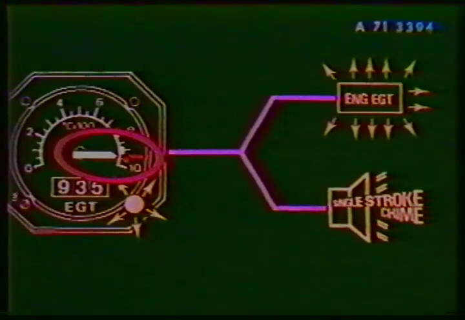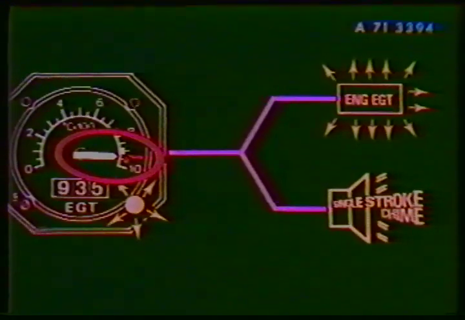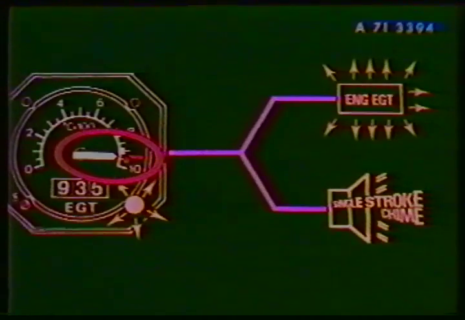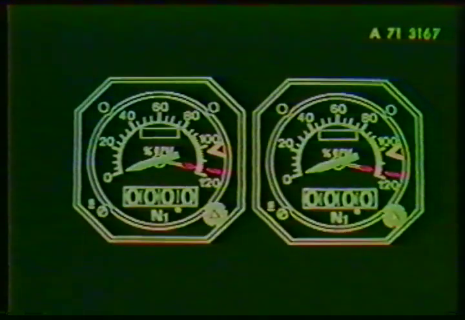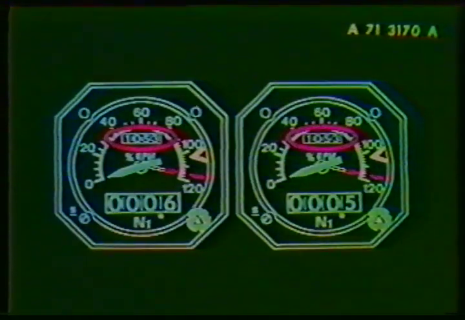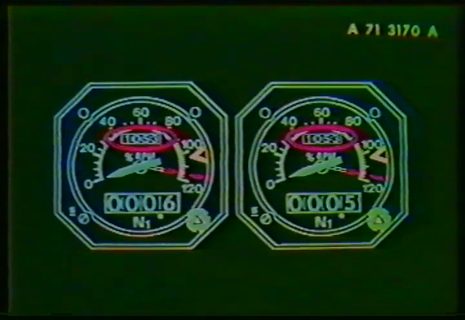When the EGT exceeds the red mark, an amber light comes on at the lower right-hand corner of the indicator and is accompanied by an engine EGT amber light on the master warning panel and a single-stroke chime. The N1 indicator is identical to the N2 indicator. In addition, it is provided with an N1 limit digital counter in the upper part of the dial. An N1 limit setting knob on the lower right-hand corner is marked with an amber triangle.